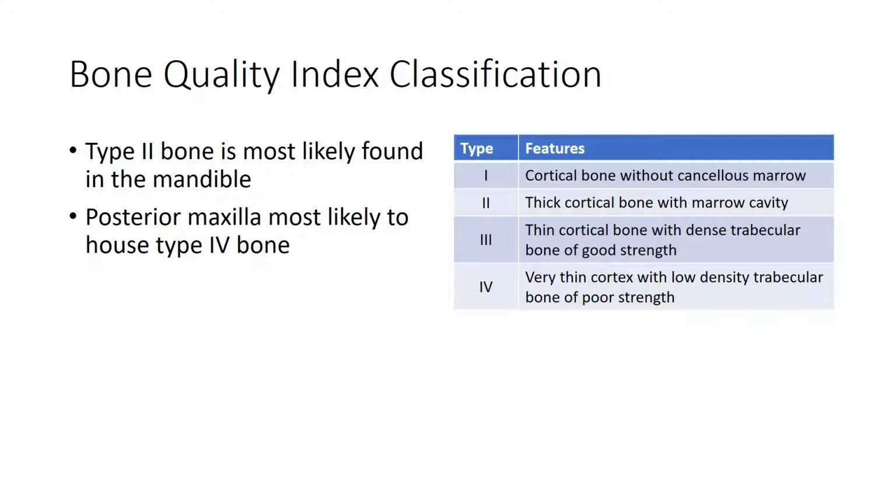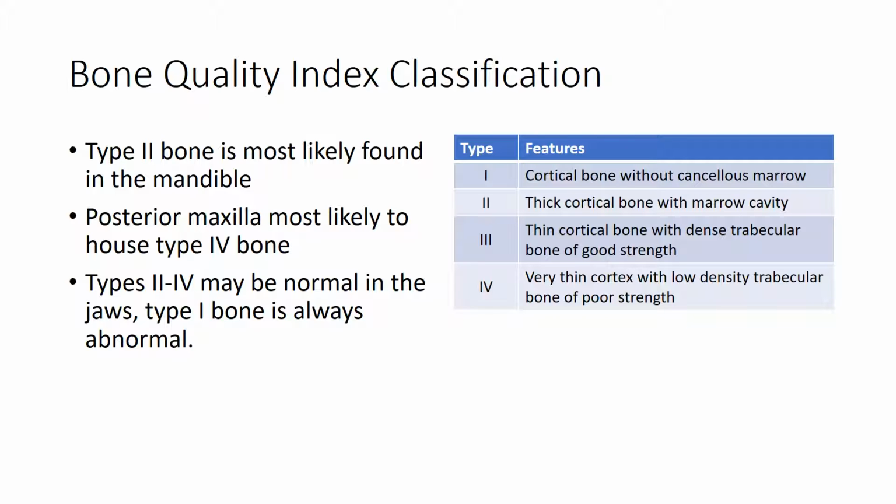The posterior maxilla is most likely to house type 4 bone. And this is actually the reason why implants in the posterior maxilla have a higher failure rate than elsewhere in the maxillofacial skeleton. And so just remember that types 2 through 4 may be normal in the jaws depending on the situation, but type 1 bone is always abnormal. So there should be a marrow cavity pretty much everywhere.